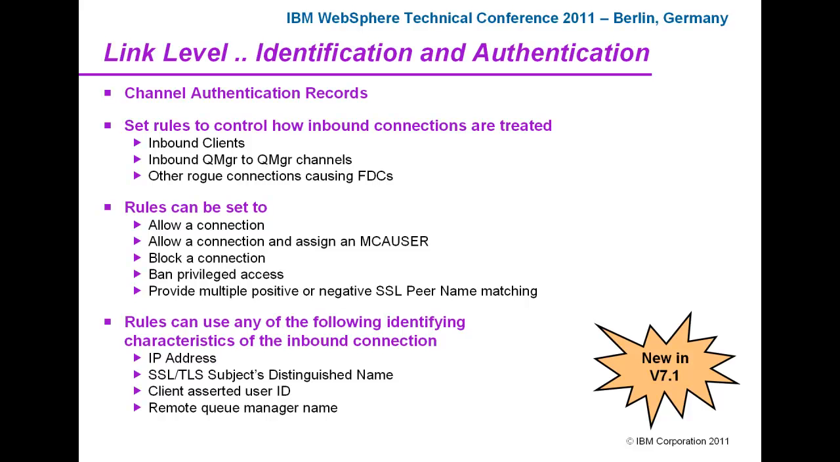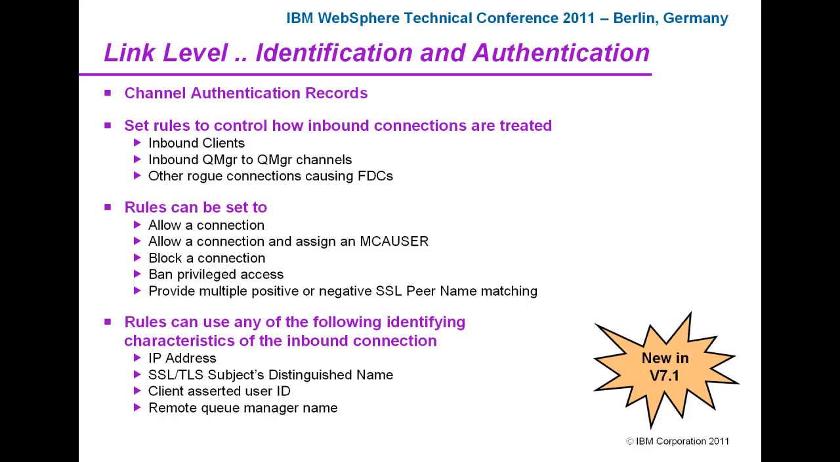And these rules can be built using a number of the identifying characteristics of an inbound connection. For example, its IP address, its SSL distinguished name, and the certificate supplied, the client asserted user ID, or the remote queue manager name. So these are the characteristics we can pull from in order to identify and decide whether we like the look of a particular inbound connection.